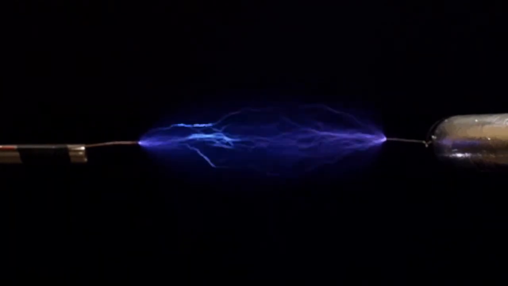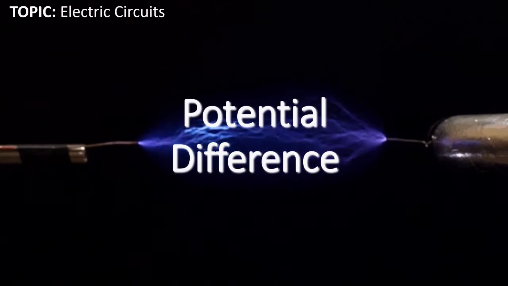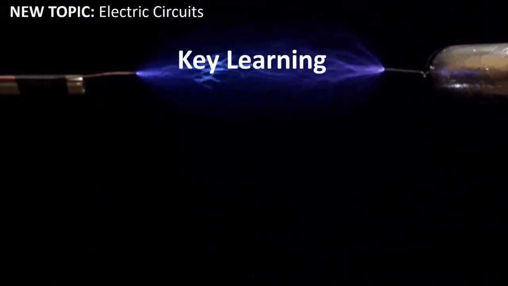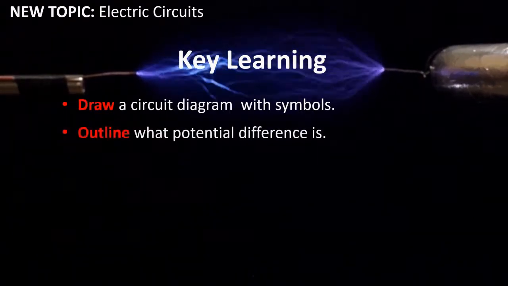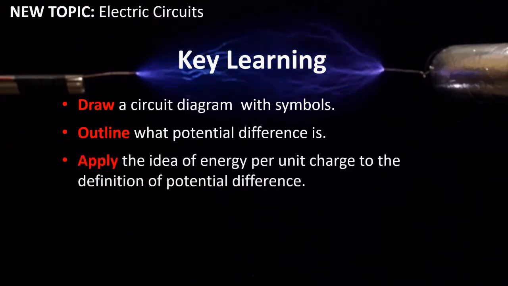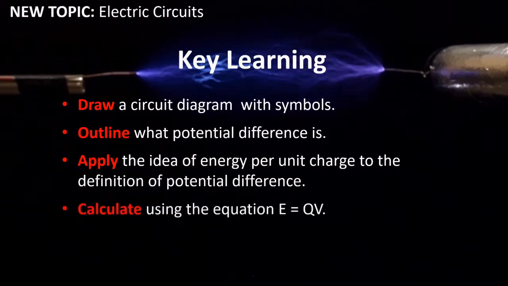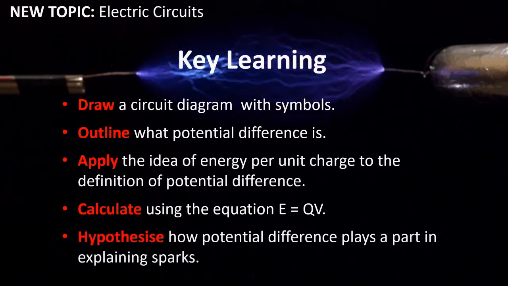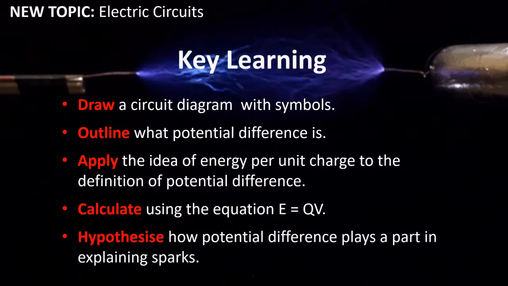Welcome back to the topic of electric circuits. Today we're going to be looking at potential difference. Today's key learning points are: draw a circuit diagram with symbols, outline what potential difference is, apply the idea of energy per unit charge to the definition of potential difference, calculate using the equation E equals QV, and hypothesize how potential difference plays a part in explaining sparks.